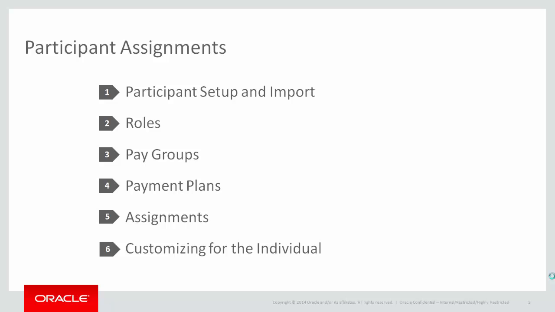We're then going to talk about associating roles to those participants. Again, it helps streamline the process and helps with the assignment of compensation plans. We'll talk a little bit about pay groups and something that we call payment plans. And then we'll talk about assignments and how we assign participants to plans and plan rules, etc. And then the last thing we're going to talk about is customizing for the individual, and we'll talk more about that when we get to that section.